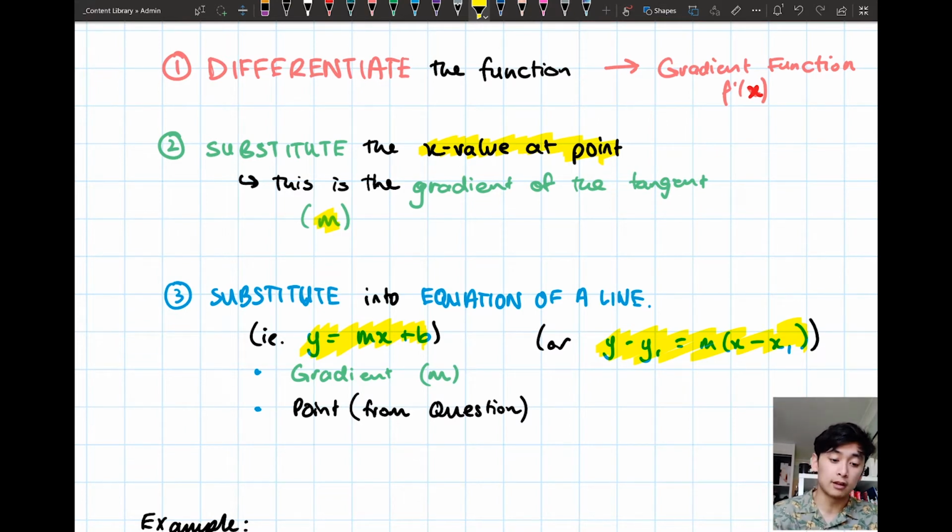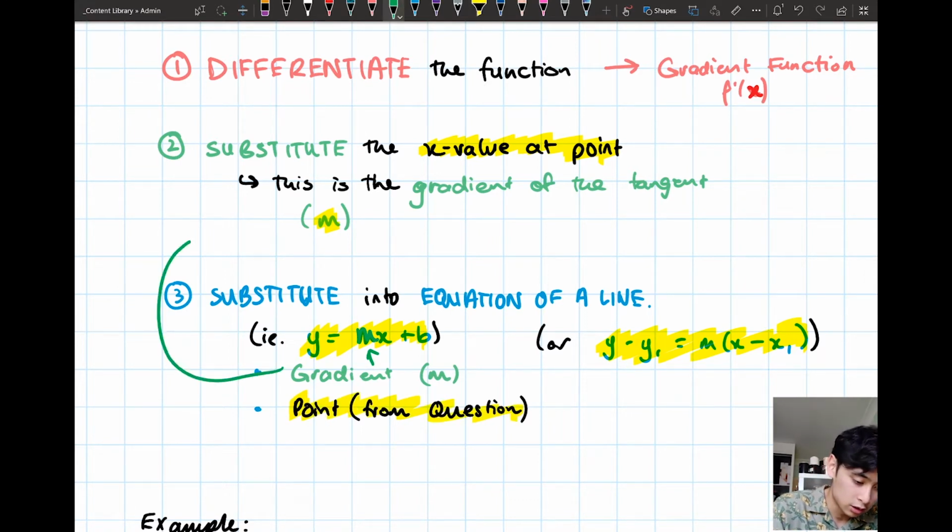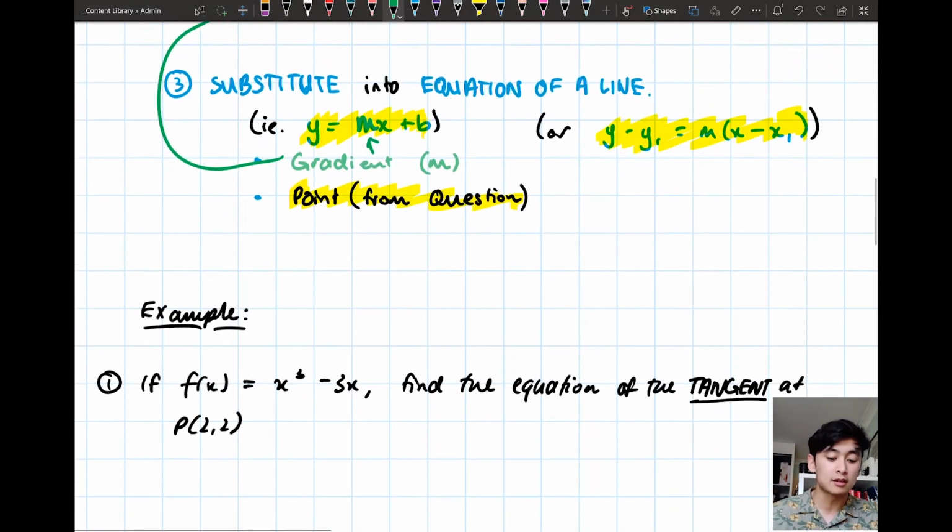For this equation, we need our gradient, which is that m part here, and we also need to substitute the point from the question. So we need our gradient, which we found from the previous part over here, and we also need the point, which is from our question. So let's have a go at that in this next example.